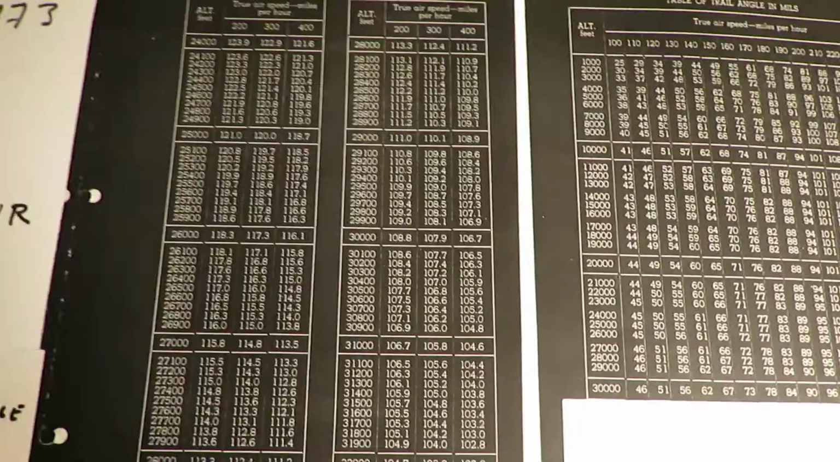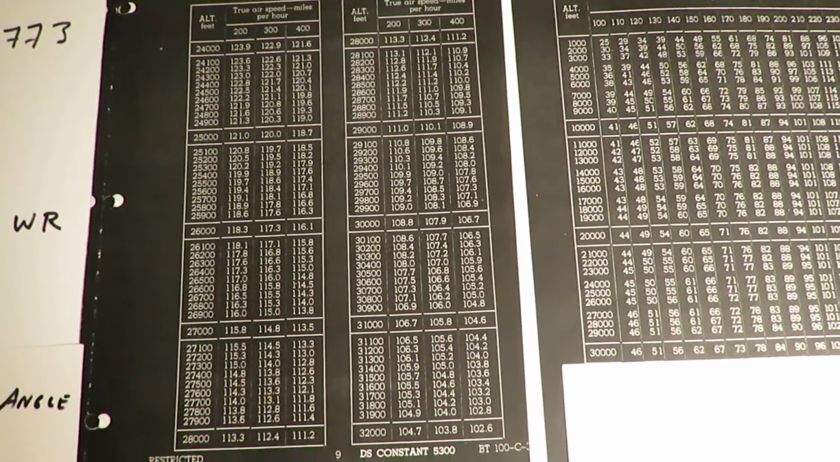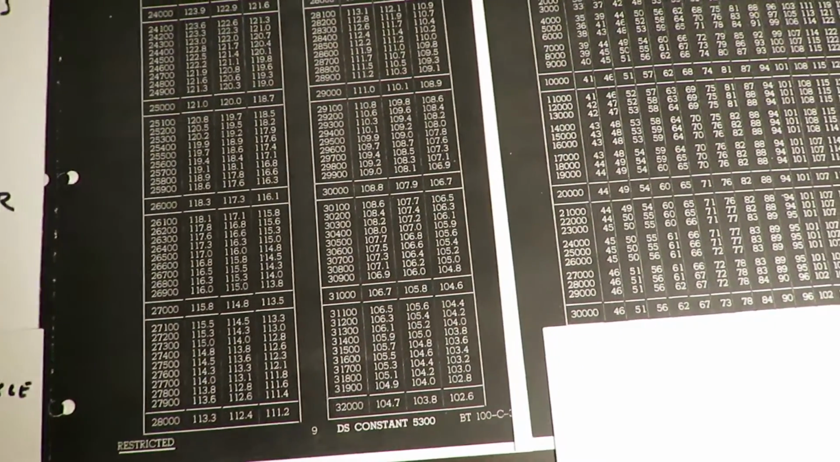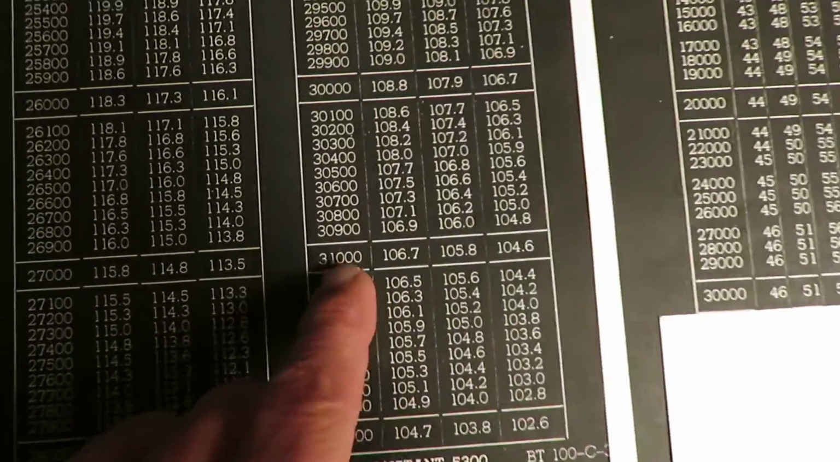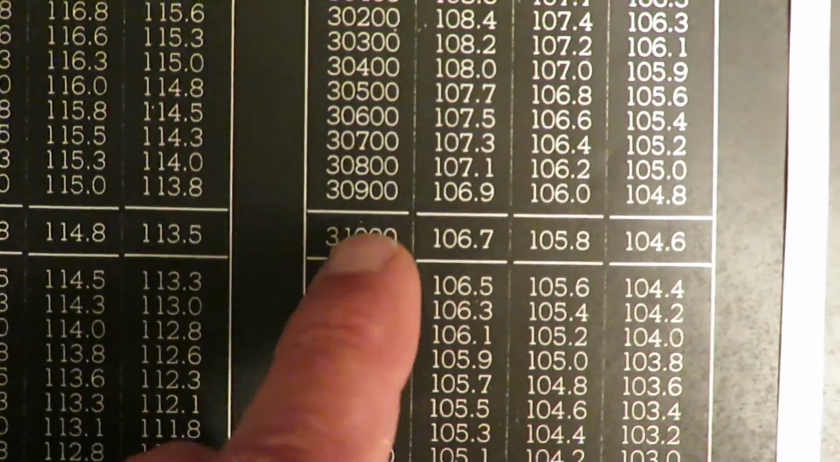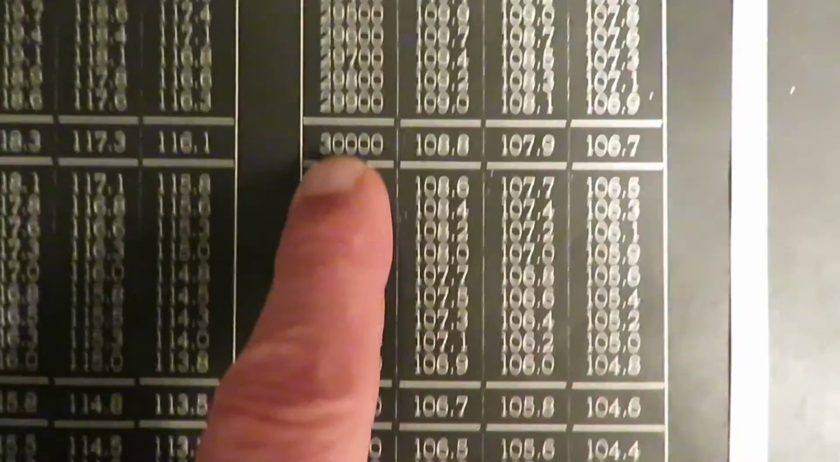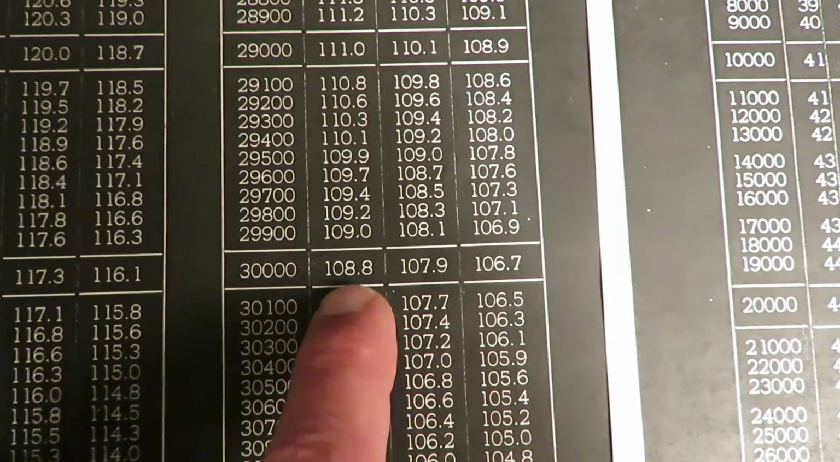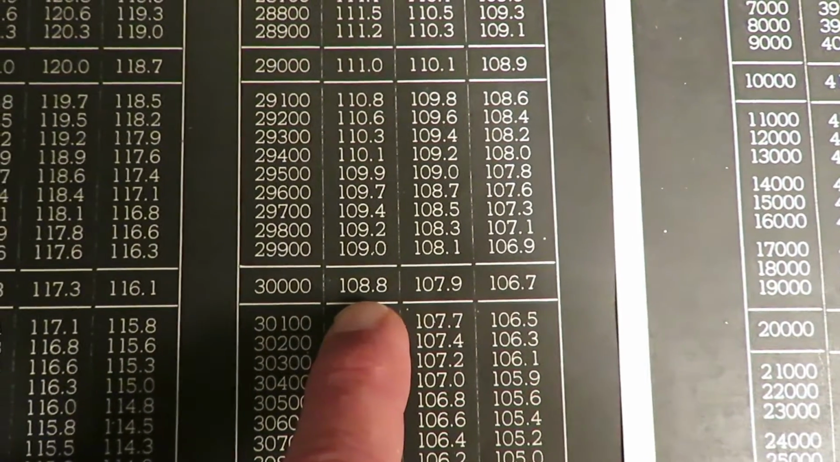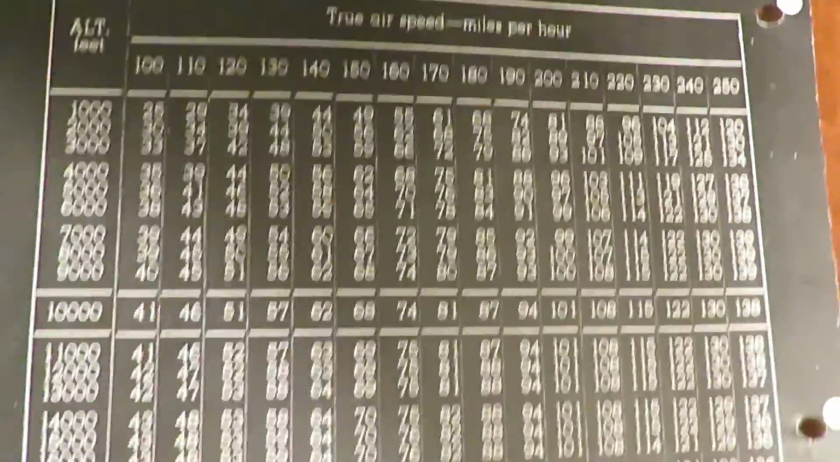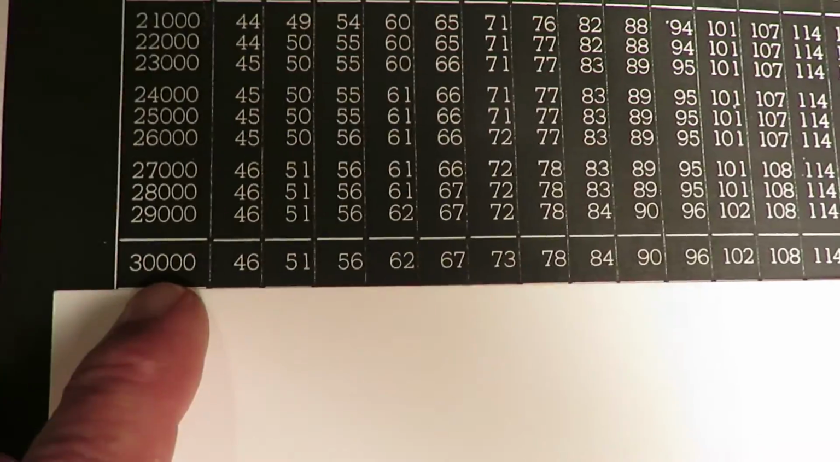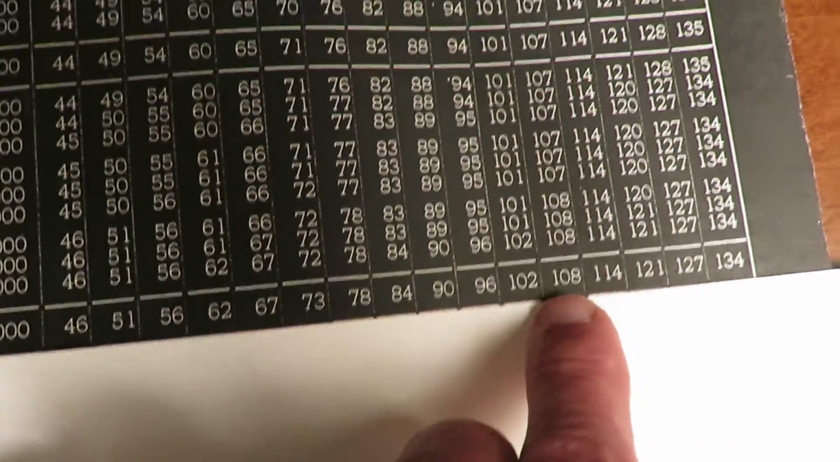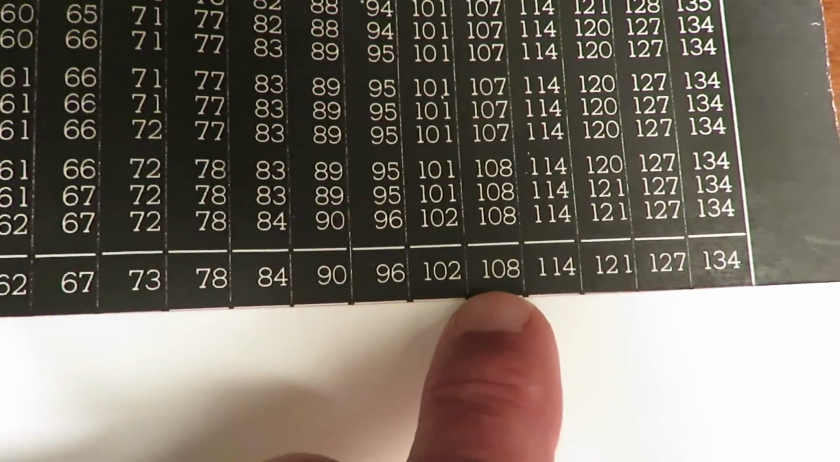This is an example of the bomb tables that were used during World War II for the Norden bombsight. And you can see that here at 30,000 feet with an airspeed of 200, the disk speed setting is 108.8. You can also see from the trail table that at an altitude of 30,000 feet and an airspeed of 200 miles an hour, the trail setting is 0.108.